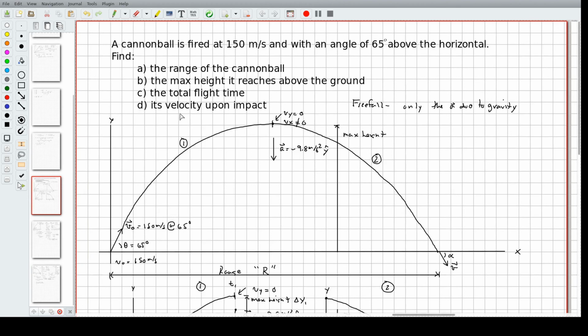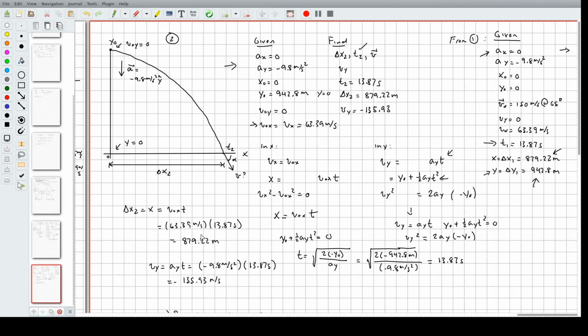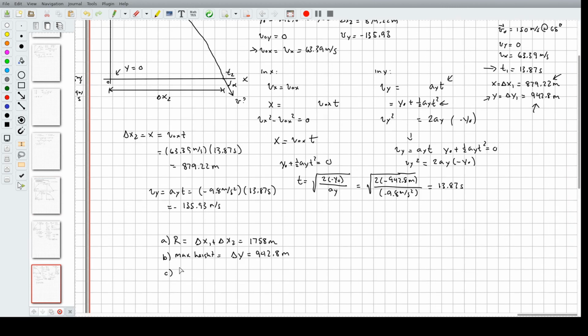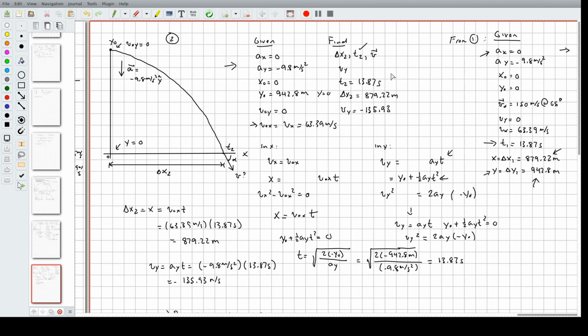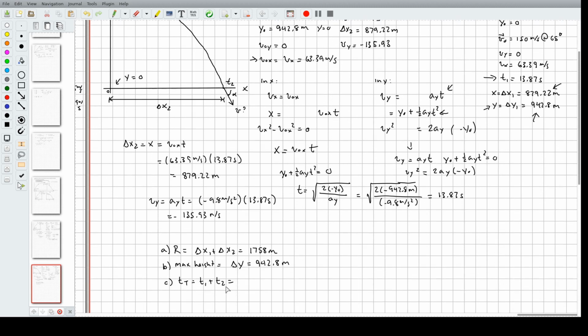So for the third part, we're trying to find the total flight time. The total flight time, I'll call it T sub t, is going to be the time it takes to get up plus the time it takes to get down: T1 plus T2. Since T1 and T2 are the same, all you need to do is take 13.87 and double it. 27.74. And again, we're going to round this stuff at the end.